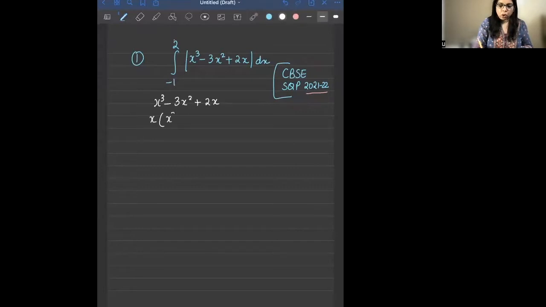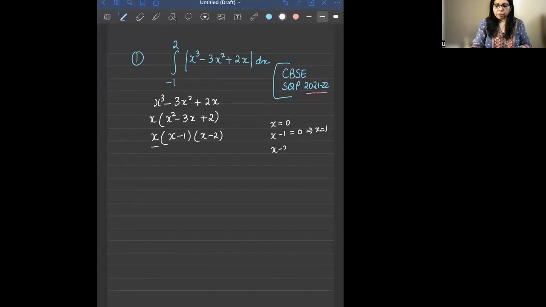When we take x common out of this, we get x into x square minus 3x plus 2. On factorizing, it becomes x into x minus 1, x minus 2. Now we will put each term equal to 0 to find the critical points. Critical points are the points at which the value of this polynomial becomes 0. When we put each term equal to 0, we get x is equal to 0, x is equal to 1, and x minus 2 is equal to 0, so x is equal to 2. So we are getting 3 critical points.